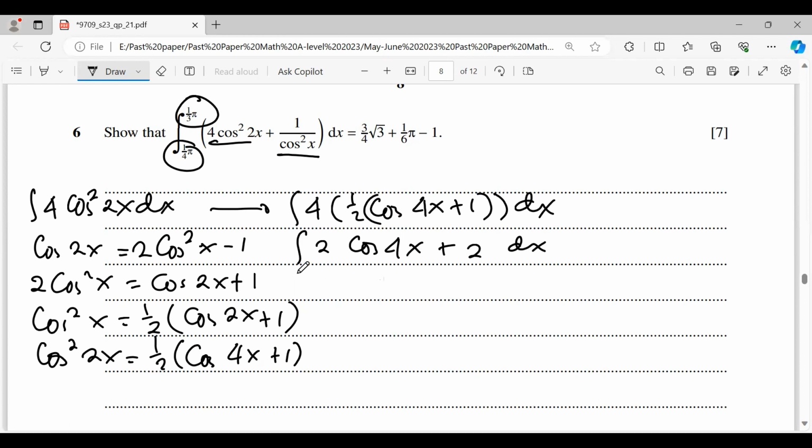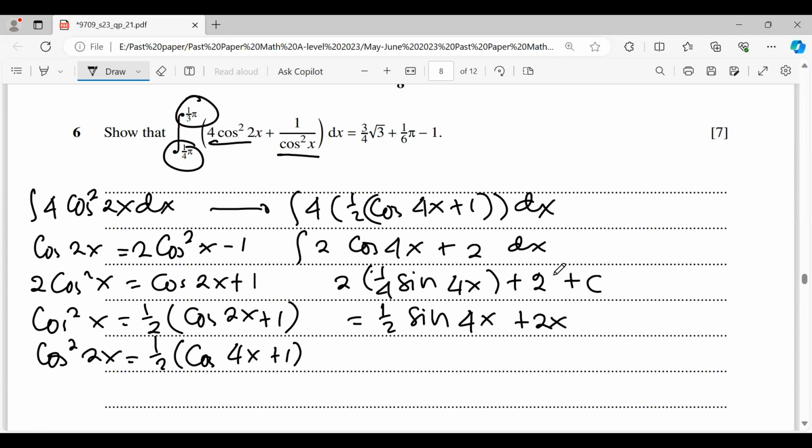Or it becomes 2 times 1/4 sine 4x plus 2x plus c. It becomes half sine 4x plus 2x plus c. This is the first.